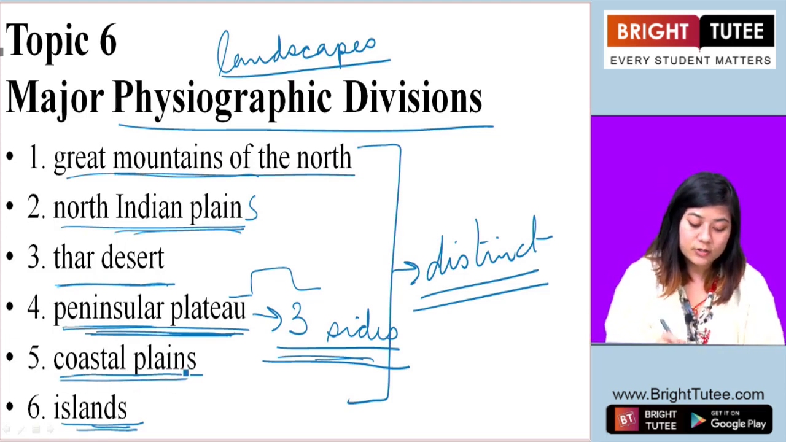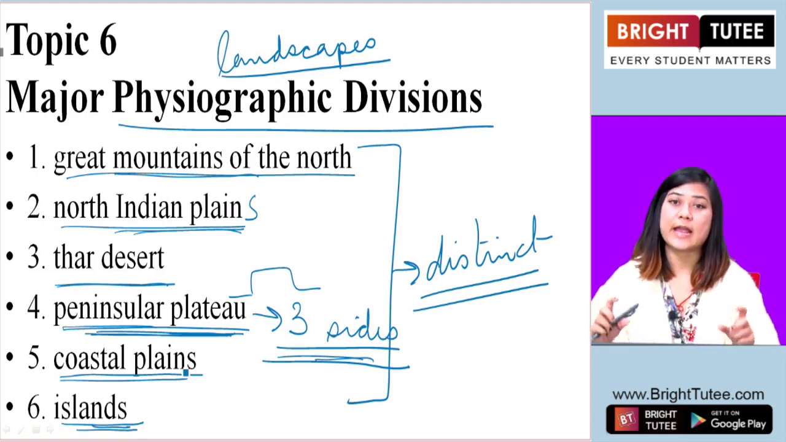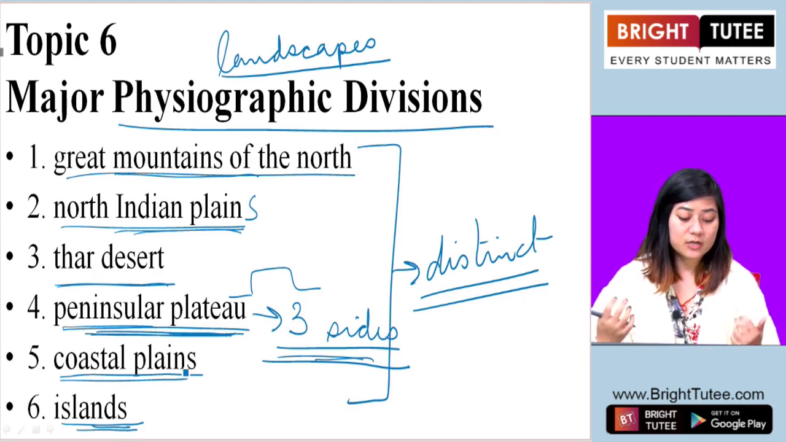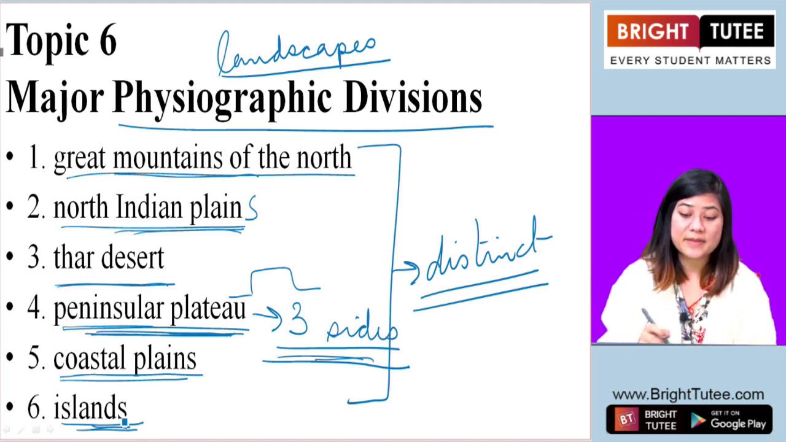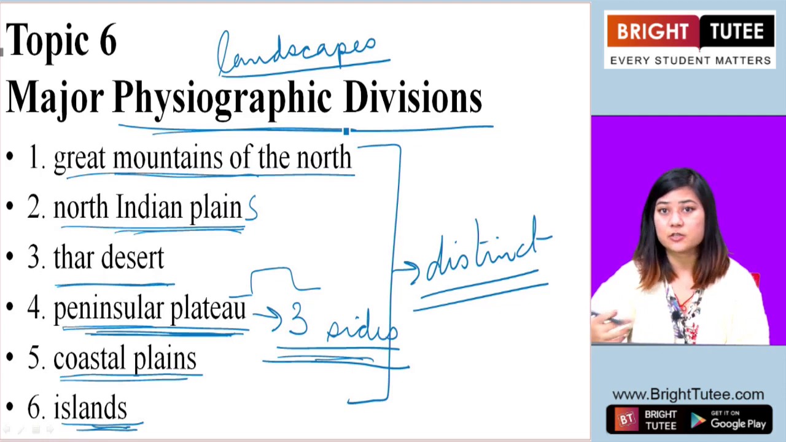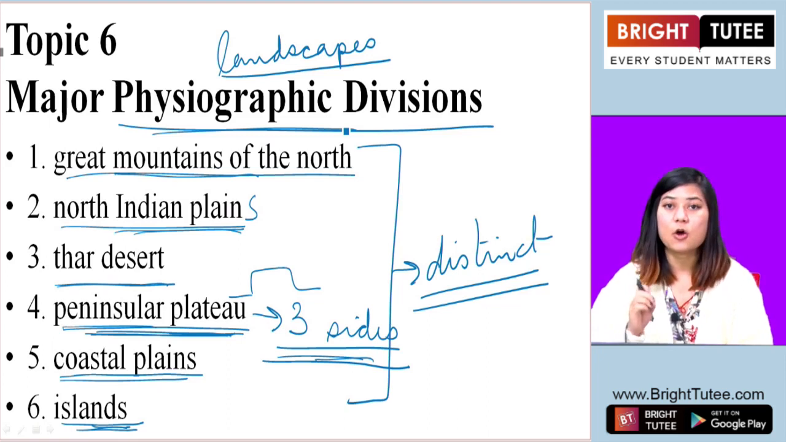The fifth one similarly is the coastal plains, the plains of the coastal areas of the southern part of the country. And the last one, islands. There are islands in our country as well. By this, what we understand is that these 6 major physiographic features or divisions are different from one another. That is why we look at them and try to understand these features of India's geography.